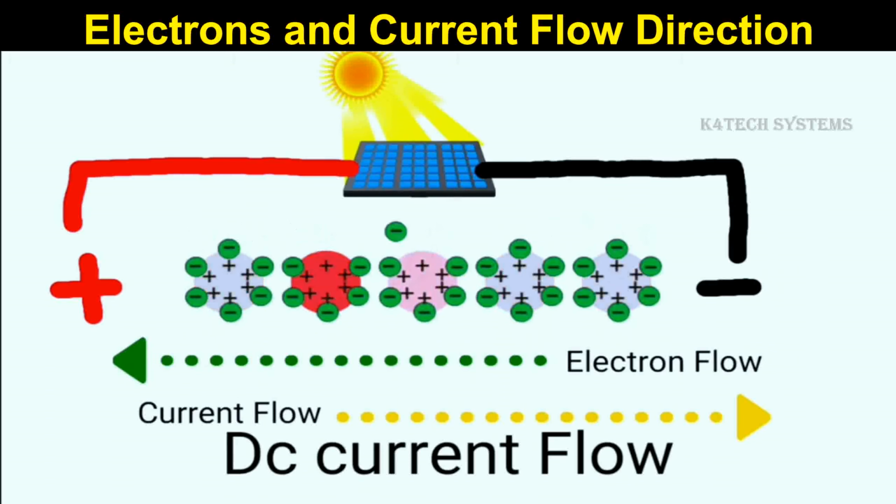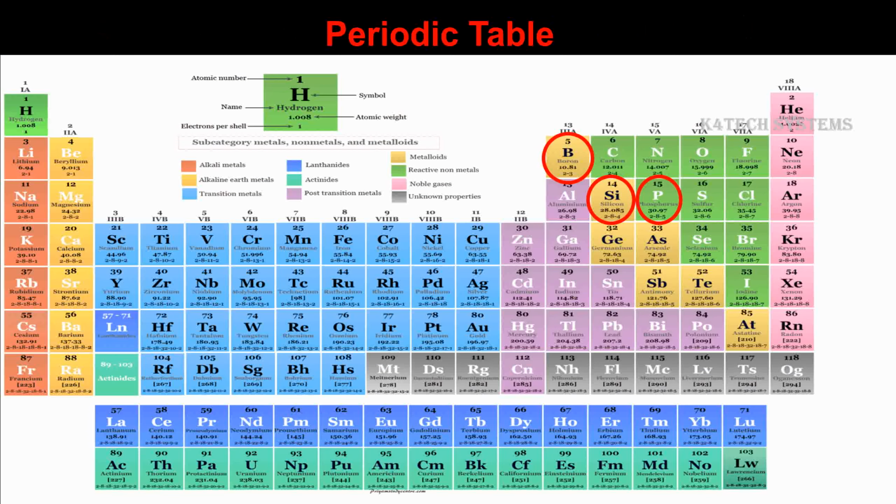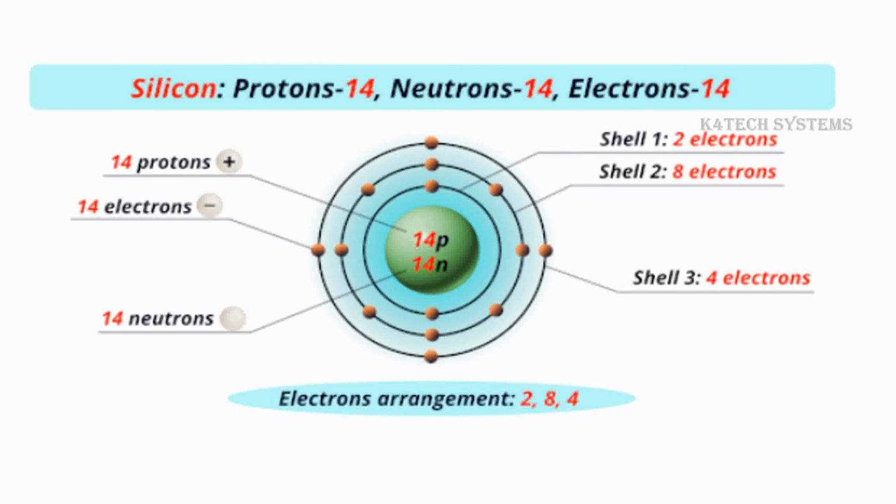Therefore, it is only when we understand the atomic structure of these three elements that we can explain how a solar panel produces electricity. You are now watching the periodic table of atoms. Please see the round marked elements of silicon, phosphorus and boron. Each element found in nature and their distribution of electrons, protons and neutrons are given in the periodic table. We are now seeing silicon's atomic structure.